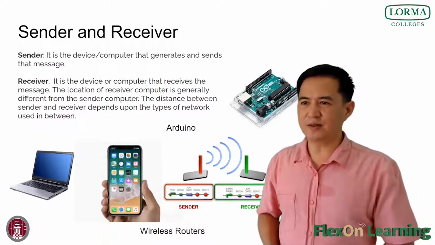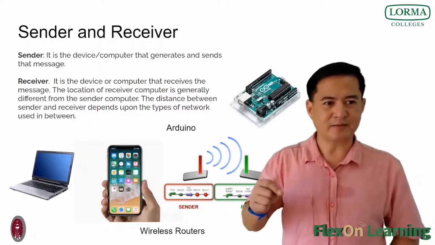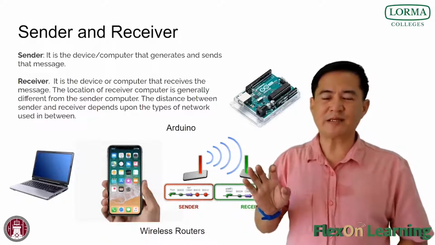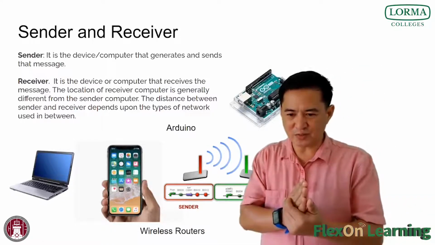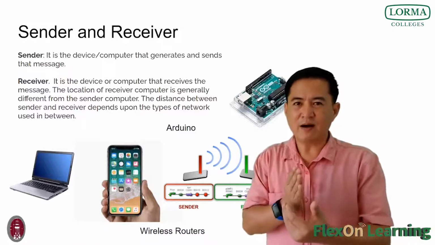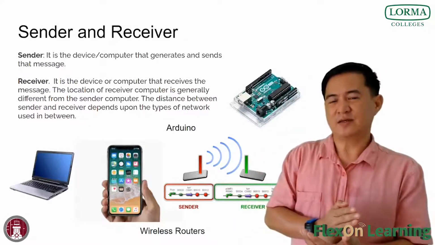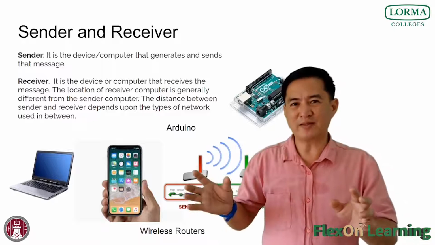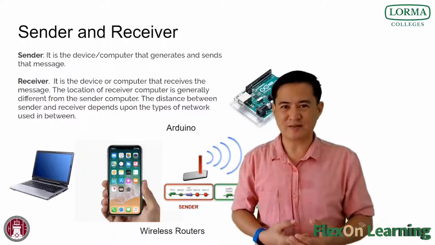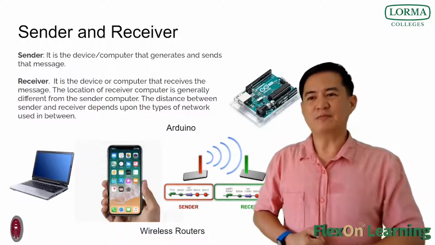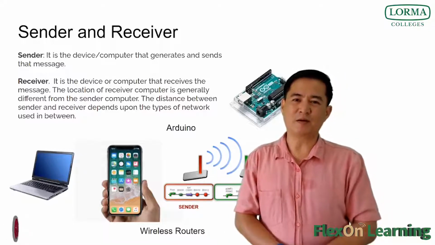So sender and receiver is a device or a computer that generates and sends that message. So not all devices have the capability to send and receive. In communications, we term them as transmitter and receiver. So if you have the capability to transmit and at the same time you have the capability to receive, that is called a transceiver. But in most cases, if a device is capable of sending, it is also capable of receiving.